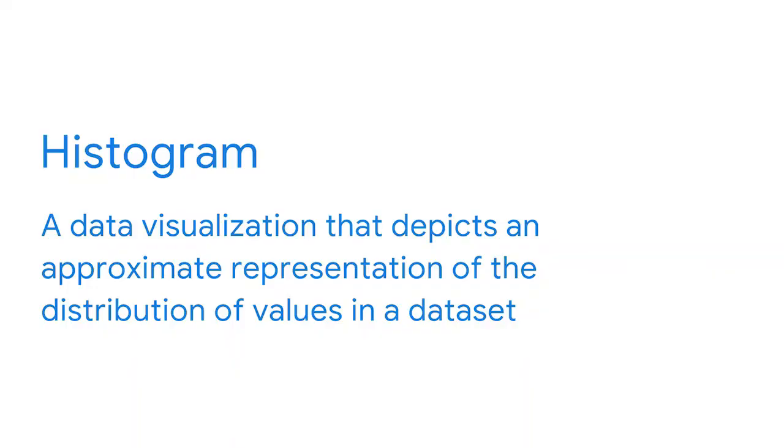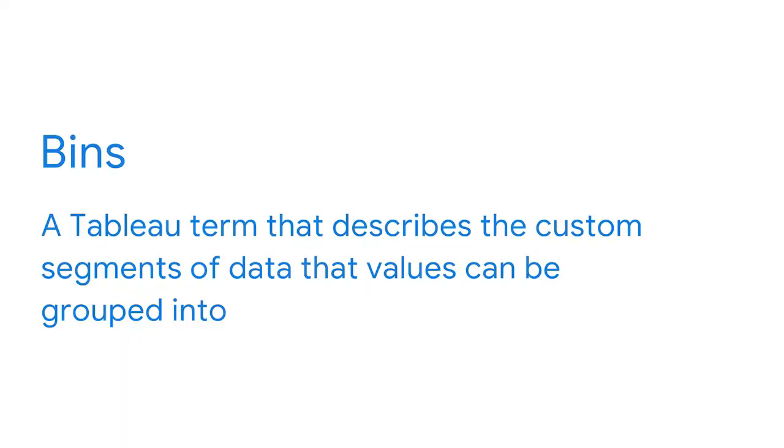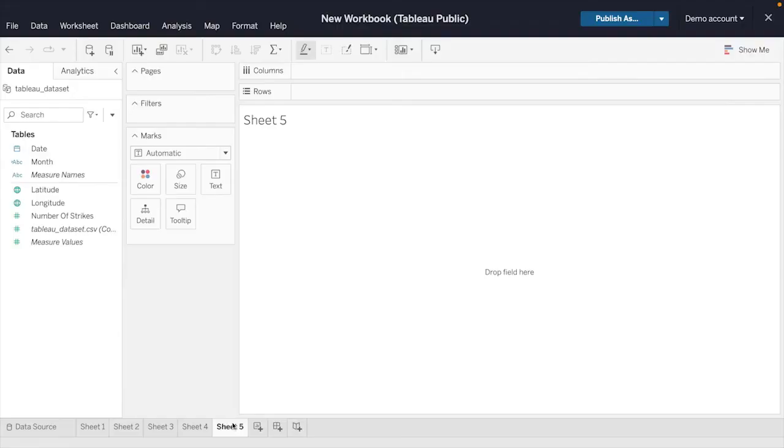Our last complex plot is a histogram. A histogram is a data visualization that depicts an approximate representation of the distribution of values in a data set. To create a histogram, first, you need to create bins. A bin is a Tableau term that describes the custom segments of data that values can be grouped into. Bins are an important part of histograms because the groupings determine how the data is segmented and compared. For a histogram of lightning strike data, group the total number of lightning strikes into bins.